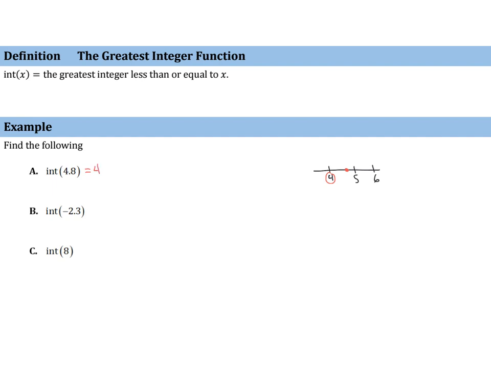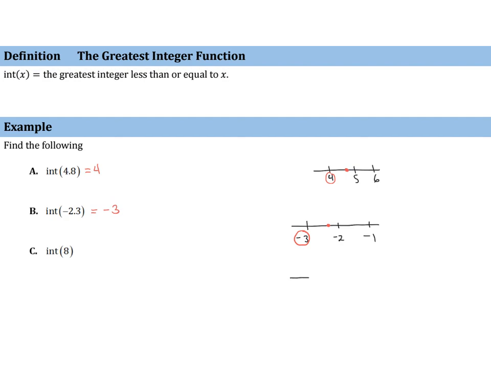What's the integer that is as close to negative 2.3? Well, again, let's think about our number line. So we have negative 3, negative 2, negative 1. So negative 2.3 is just under negative 2. It's more negative. So how close to negative 2.3 can we get? Negative 3.